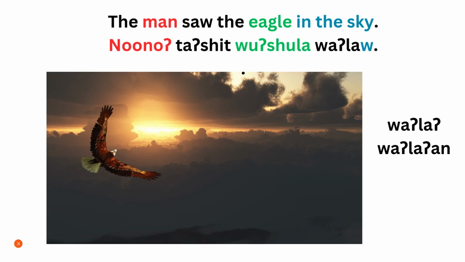Here's another sentence with an object, a subject, and a locative. The man saw the eagle in the sky. So we have nono for man, and he's the subject, so that's the short version. Then we have tashe is the word we used for saw. The object is in green. So we have the word for eagle in object form is wushola. So I added the A there at the end because it's the object. It's getting seen. And then wat lao is in the sky.